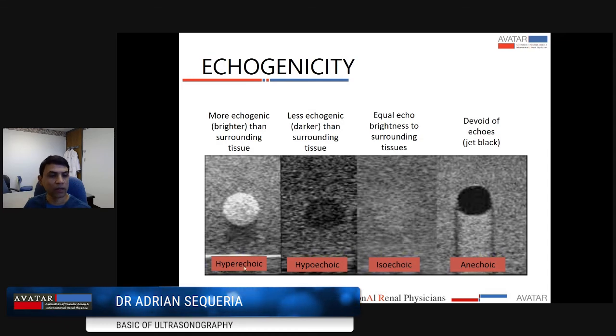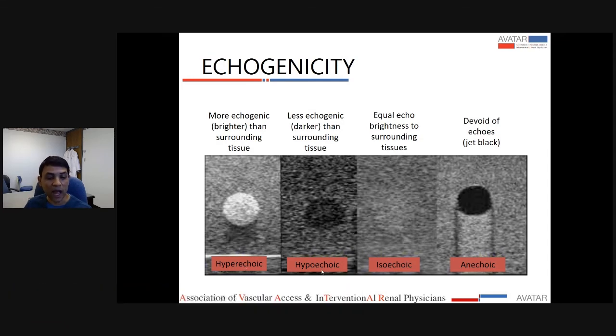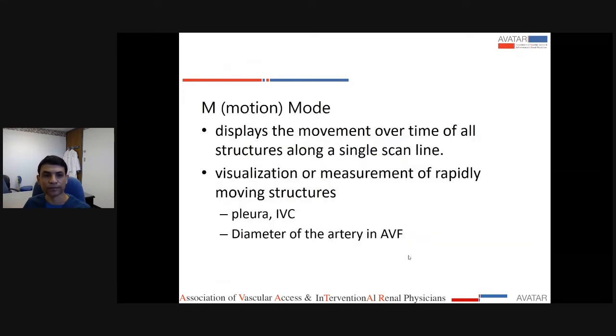Next to the hyperechoic slide is the hypoechoic slide. Here, the structure of interest is slightly darker than the surrounding structure. And next to that is the isoechoic slide, where the structure of interest has the same brightness or echogenicity as the surrounding structure. Next, we come to M mode.